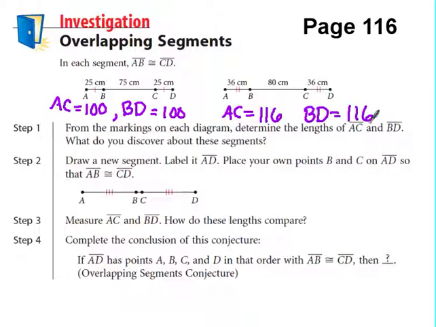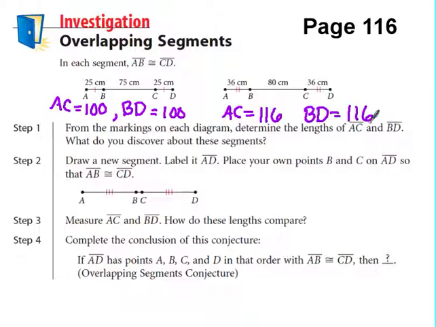So notice what it says. It says draw a new segment, label it AD. Place your own points B and C on AD so that AB is congruent to CD. So you can already see that, step 2. Measure AC and BD. How do the lengths compare? What do you think is going to happen in that one? They're going to be the same.